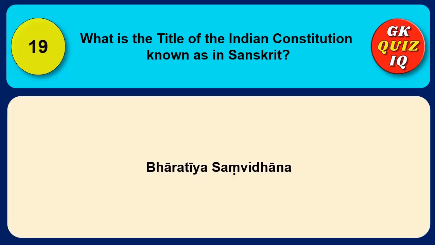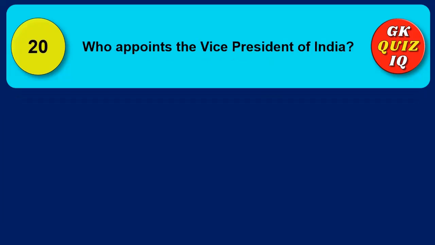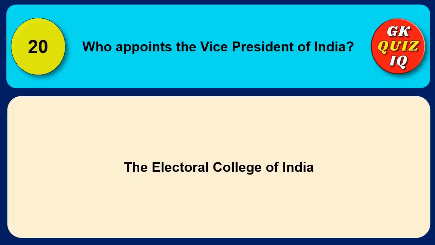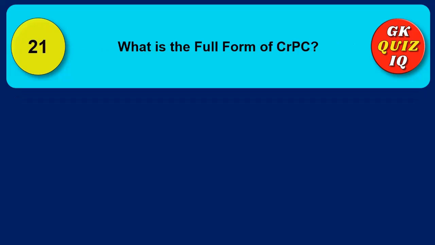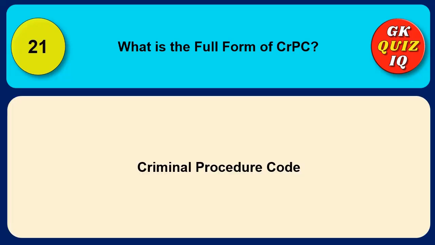What is the title of the Indian Constitution known in Sanskrit? Bharatiya Samvidhana. Who appoints the Vice President of India? The Electoral College of India. What is the full form of CRPC? Criminal Procedure Code.